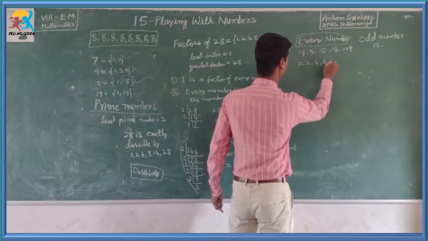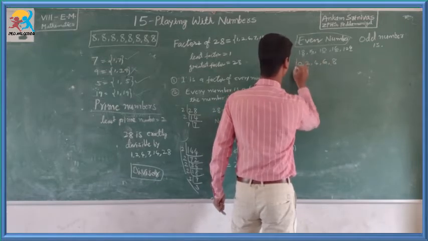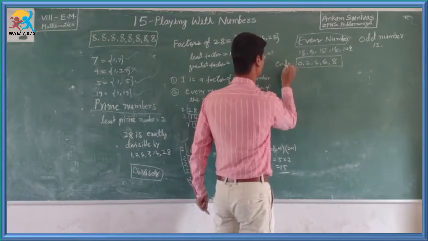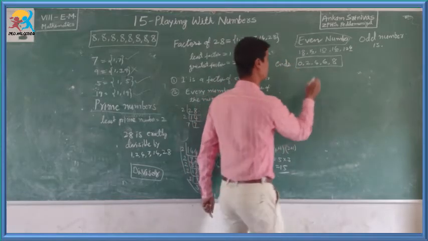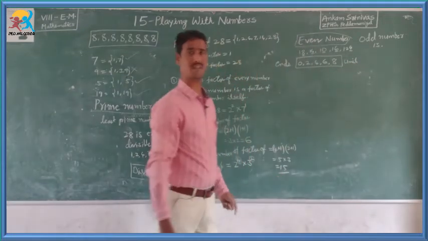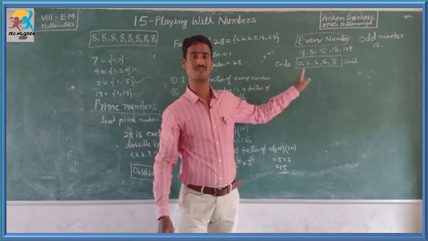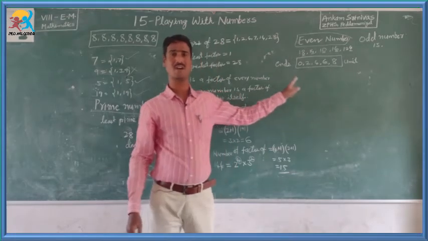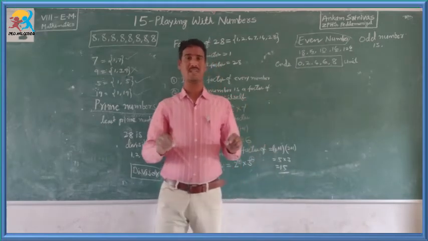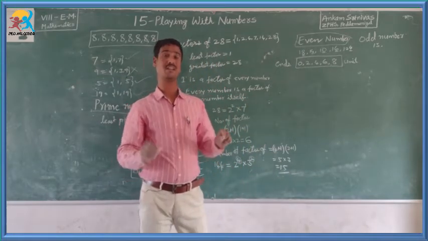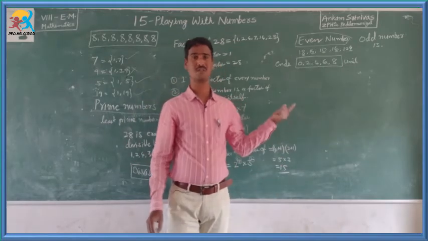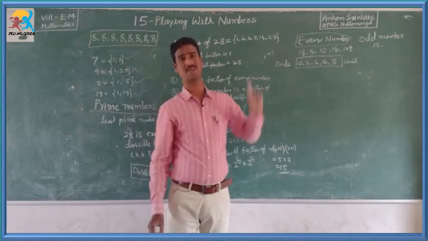4, 6 and 8. The ending digit of a number is called the unit digit. If the unit digit of a number is 0, 2, 4, 6, 8, they are even numbers. So all even numbers are divisible by 2. 2 divides every even number.